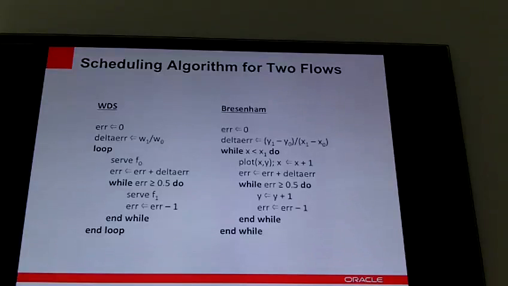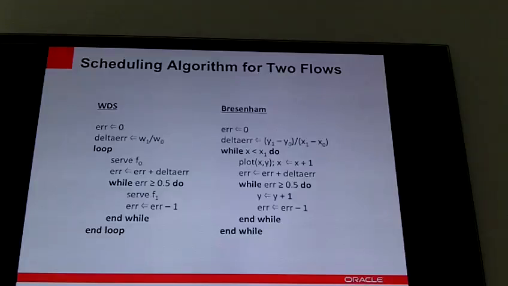So now I'm showing how we can derive a scheduling algorithm from this line drawing algorithm. We have the Bresenham algorithm that I've just explained on the right side and WDS on the left side. The code is mostly similar. The difference is the incremental errors that are being added. For Bresenham, the delta error, the incremental error, was the slope, whereas for WDS, it's the weight ratio.